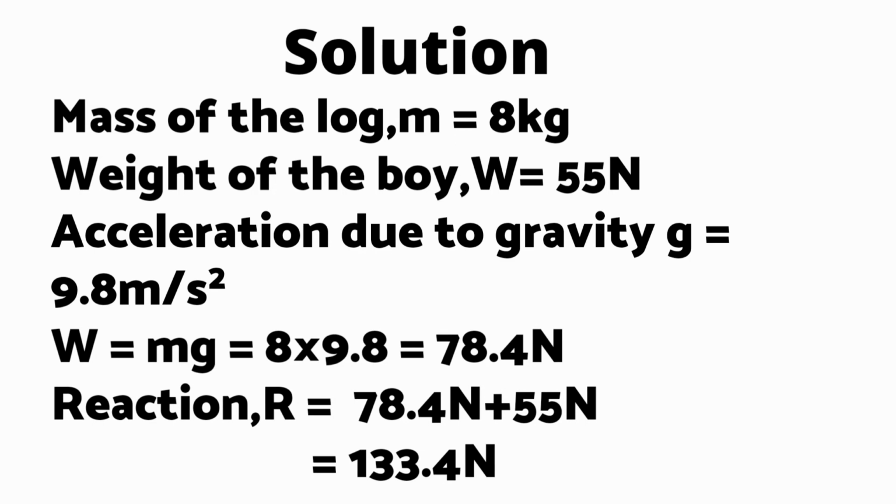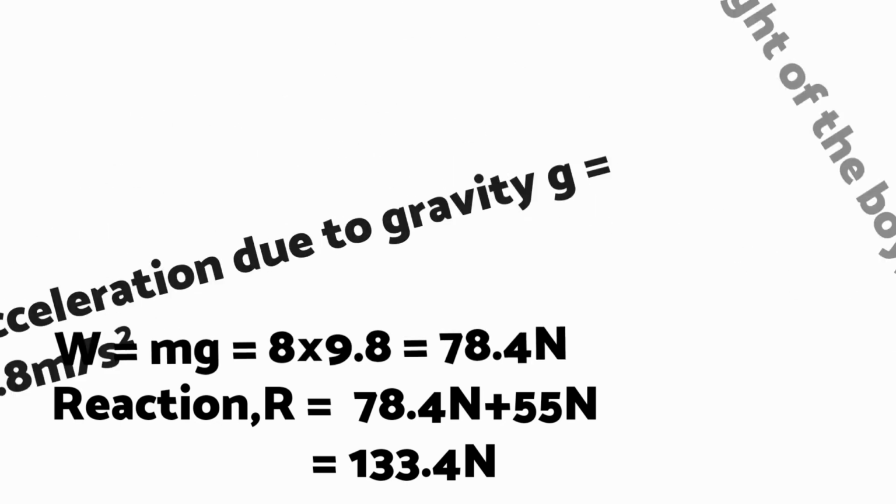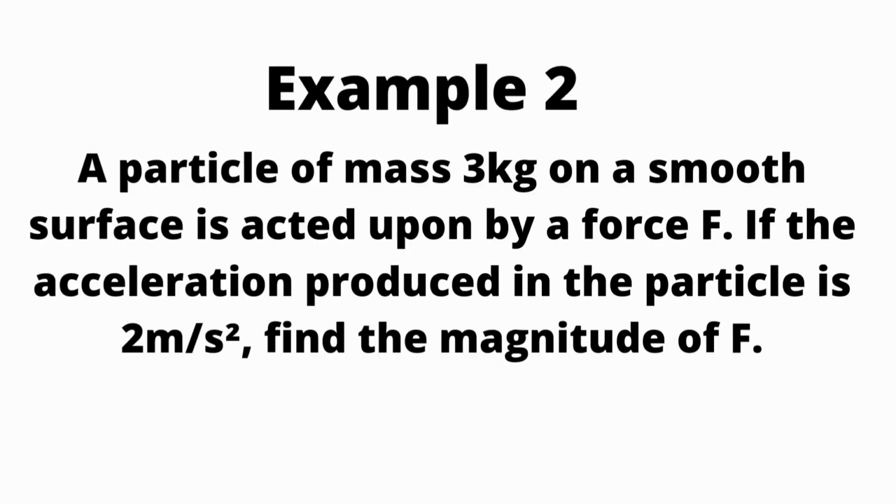Solution. The mass of the log m is equal to 8 kg. The weight of the boy w is equal to 55 Newton. Acceleration is equal to 9.8 meters per second squared. W, which is the weight, is equal to mg, and that gives us 78.4, and the total reaction now gives us 133.4 Newton.